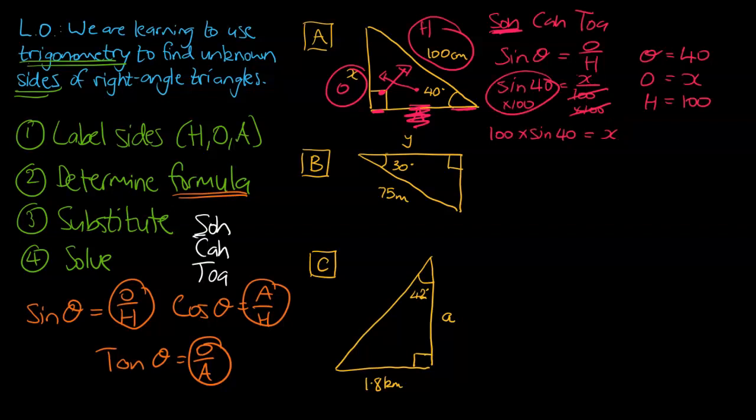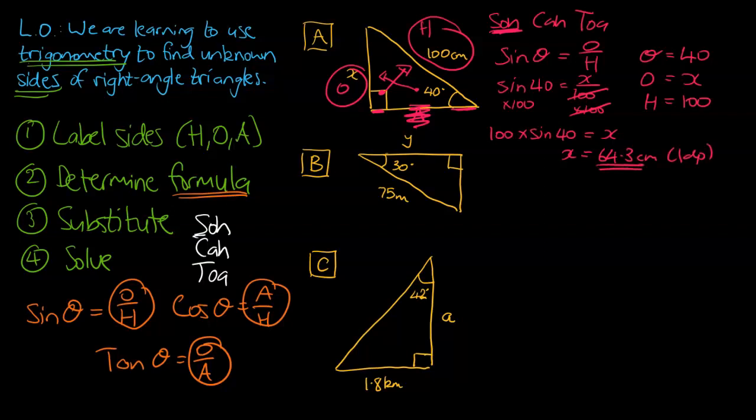And we've got 100 times sine 40 as well. And you're going to put that into your calculator. X is going to be equal to 100 times sine 40. And that gets me to 64.3. And that's centimeters with a 1 dp rounding.